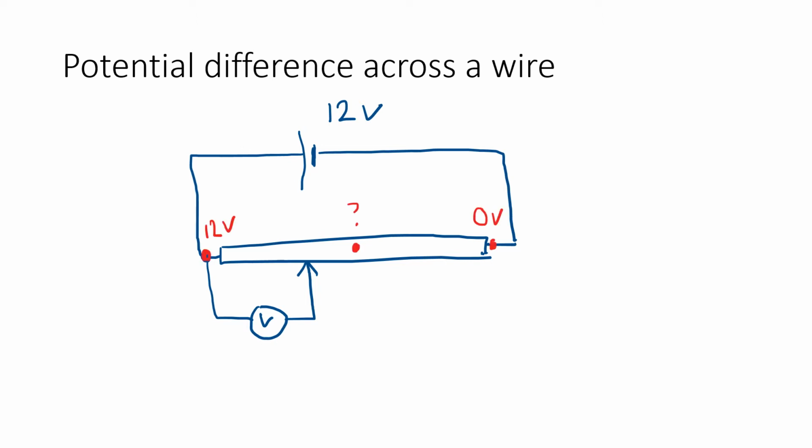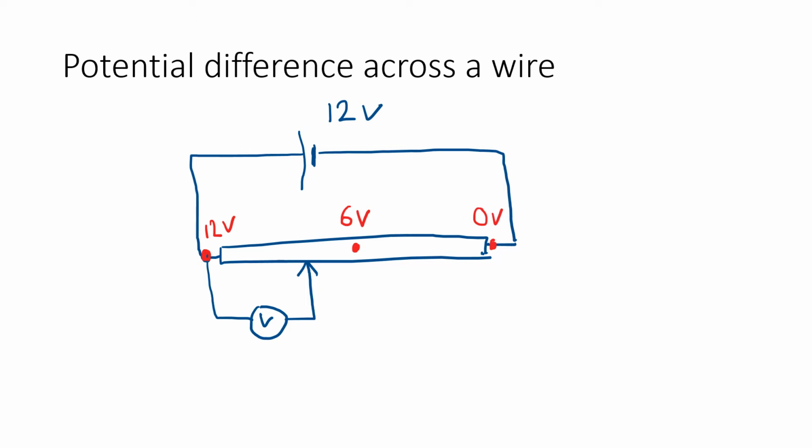So assuming we've got wires of negligible resistance, so there's no potential drop across those connecting wires, the wire that runs along the middle here is going to have a potential at one end of 12 volts and a potential at the other end of 0 volts. What would the potential be halfway along? We'd expect the potential to be 6 volts at a point midway along the wire.